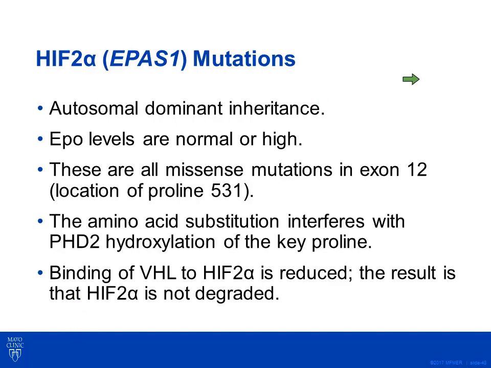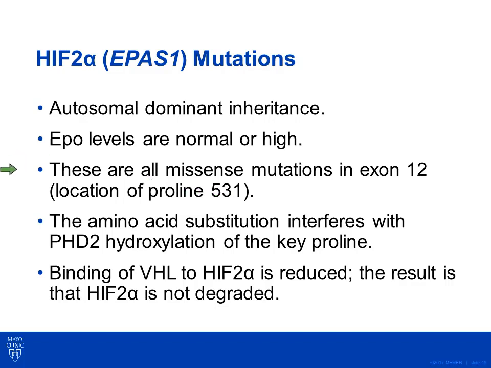So let's look individually at the three proteins. The key one is HIF2 alpha. There are more than one HIF. For red blood cells, it's the HIF2. The gene, more correctly, is known as EPAS1. This is inherited in an autosomal dominant inheritance pattern. In other words, only one hit is needed. In these, the erythropoietin levels are normal or high. And these have been all missense mutations in exon 12, which is the location of the proline 531.